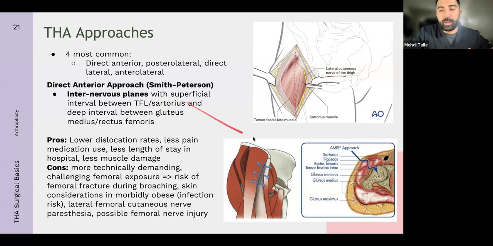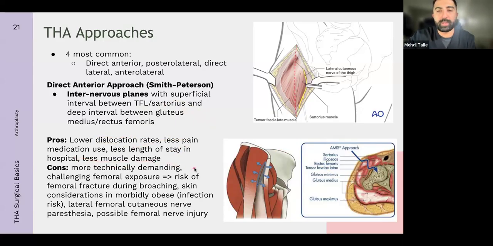And then as you get to your deeper interval, you'll pass in between your gluteus medius and your rectus femoris, which are innervated similarly as a superficial layer. The benefit of this is that it can be beneficial from a pain control standpoint because you're not violating any muscles themselves. This approach has also been shown to have lower dislocation rates classically, maybe less pain medication use, earlier function, less muscle damage, and shorter length of stay in the hospital.